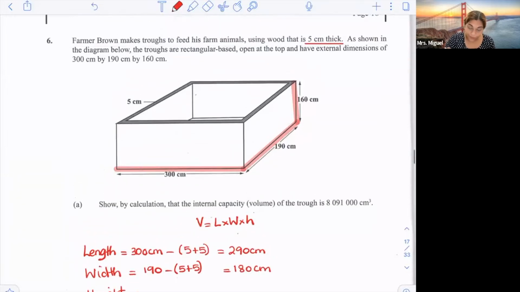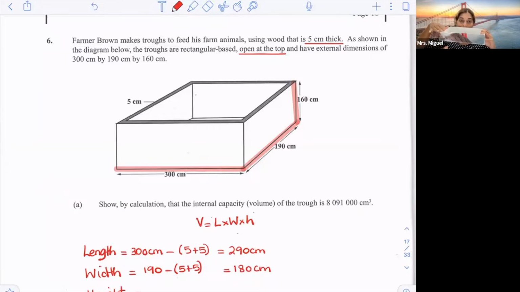What they had said in the question is that it is open at the top. So you see these few lines introduced in the question with Farmer Brown have a lot of information. It tells you the thickness of the material. It tells you that it is open at the top. So if it is open at the top, the height here is really only 5 centimeters shorter. There's no need to minus another 5 because the height here is 160 and it is 5 cm smaller inside the box.